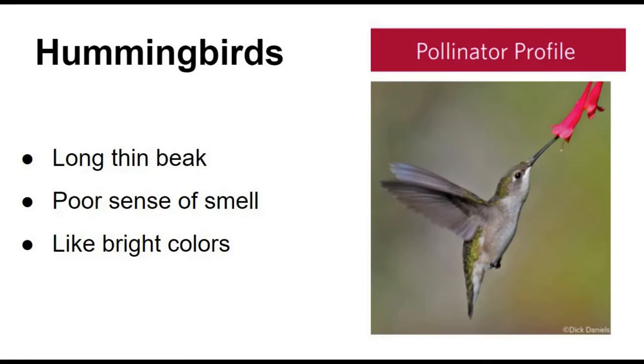Now, hummingbirds have a very poor sense of smell. They are not attracted to flowers with a strong smell because they can't smell it, but they do like bright colors, and they're attracted to the bright colors of flowers.